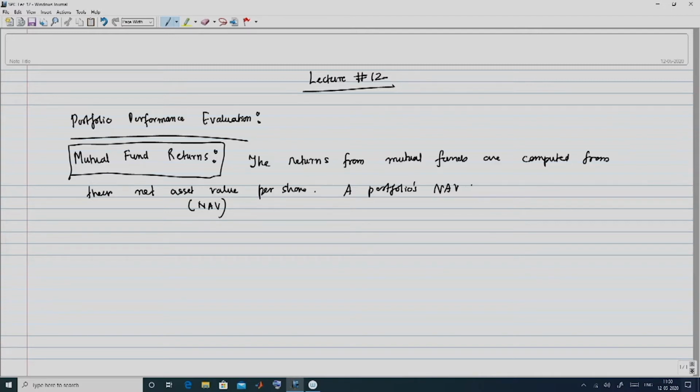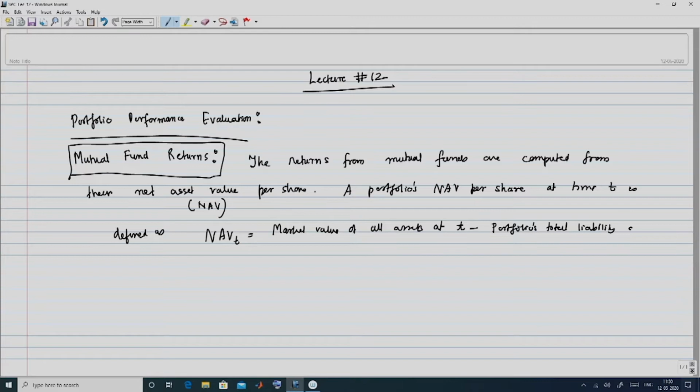So, a portfolio's NAV per share of the mutual fund at time t is defined as: NAV_t is the market value of all assets at time t, and that means all assets in the mutual fund, minus the portfolio's total liability at time t, divided by the total number of shares outstanding, and by outstanding I mean that they are being held by investors at time t.